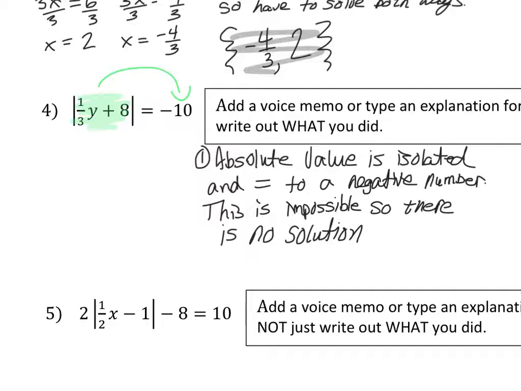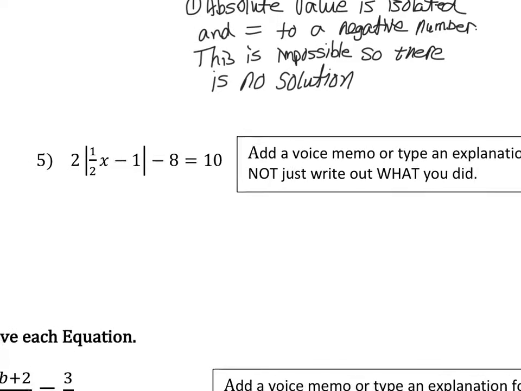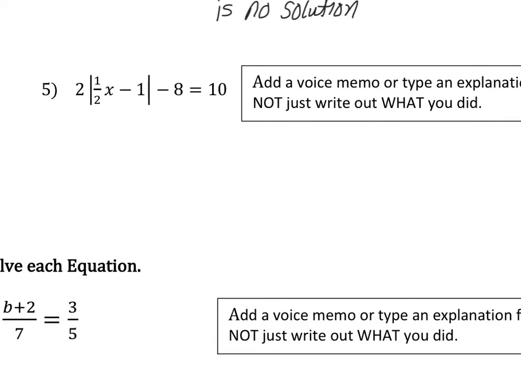Alrighty, number 5. So this time the absolute value is not isolated, right? So step 1, absolute value is not isolated. So I'm going to have to get rid of that 2 and that 8 before I can do my case 1 and my case 2. So remember that the 2 sitting next to this means multiplication. That means a minus 8, of course.